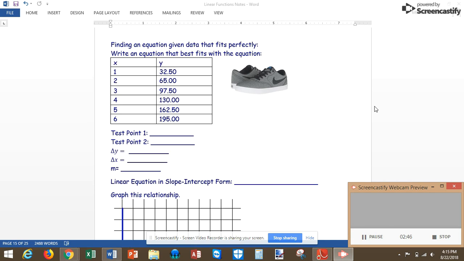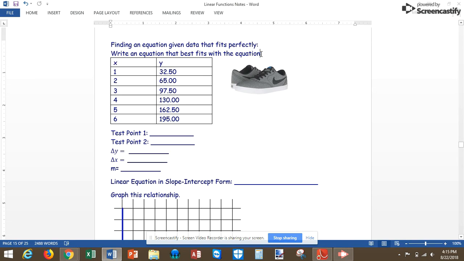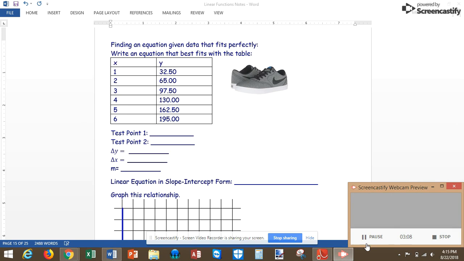Okay, on page 13, you can go ahead and try this now. We will go over it in class. Finding an equation given data that fits perfectly. So write an equation that best fits with the table. We have x equals 1, 2, 3, 4, 5, and 6. So for one shoe, that would cost $32.50. If you bought a pair of shoes, that would be $65, and so on.